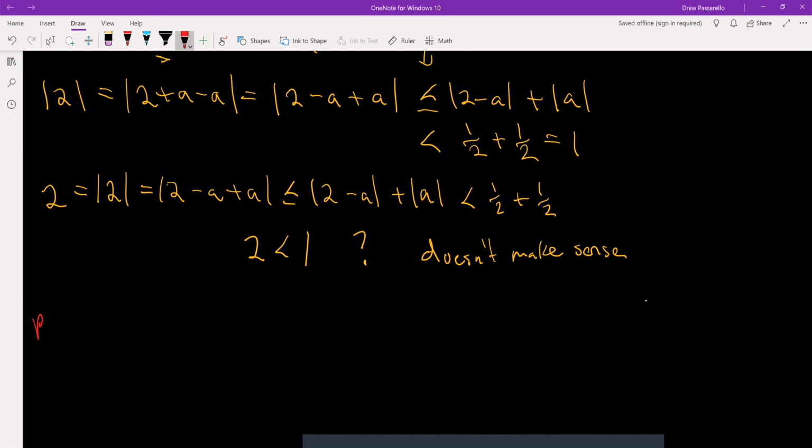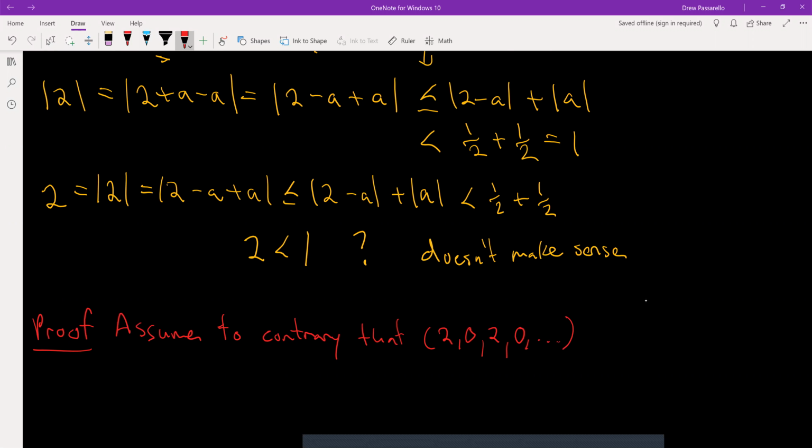Proof. So we're doing a contradiction proof. Assume to the contrary. So we want to show that it doesn't converge, right? So we're going to assume to the contrary that it does converge. And our sequence is 2, 0, 2, 0. Let's assume to the contrary that that converges.